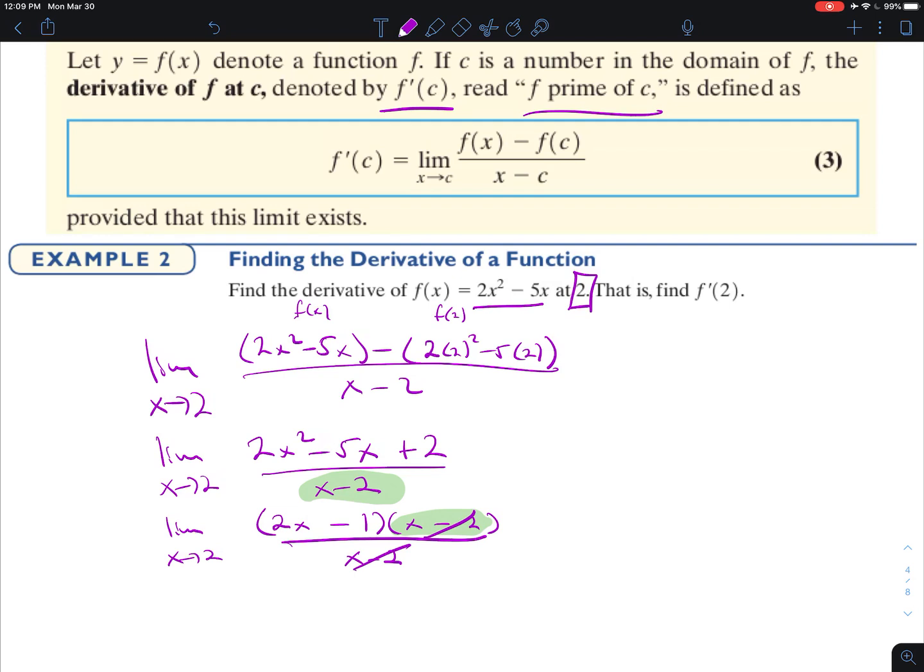Now that those cancel, I can plug a 2 in, and I get 2 times 2 minus 1, which is equal to 3. So the derivative, or the slope of the tangent line, at that point 2 for this function is 3. So I don't know exactly what this looks like, but at 2, that has a slope of 3. That's the derivative.